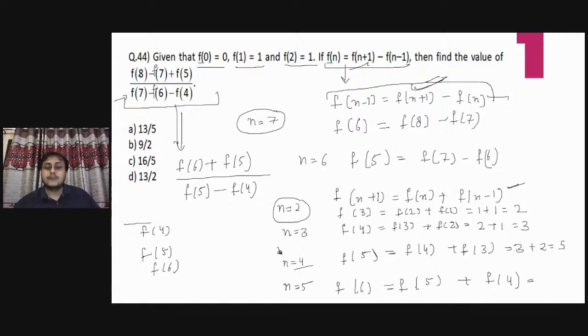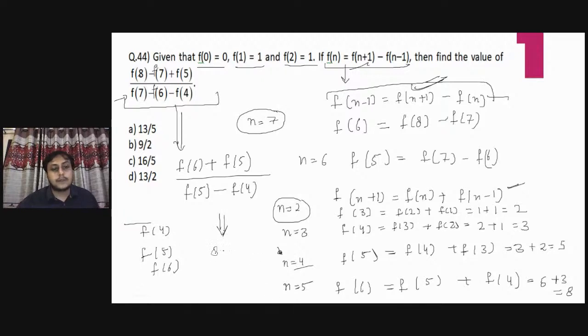So f6 is equal to f5 plus f4. Now I know the value of f5 and f4. f5 is 5 and f4 is 3. So 5 plus 3 is 8. Question over, guys. So you have to find the value of this one. So f6 is 8.